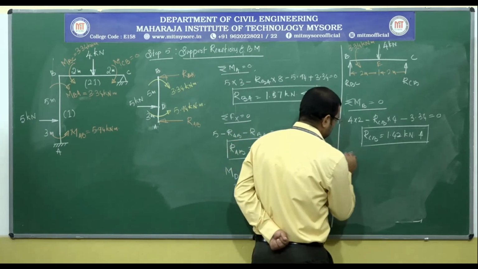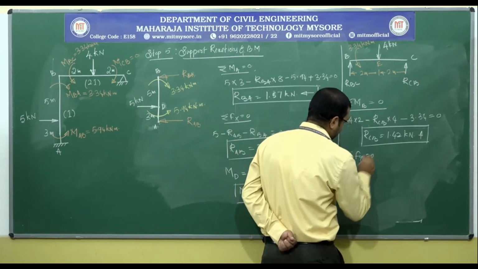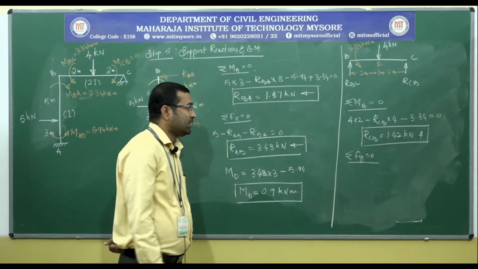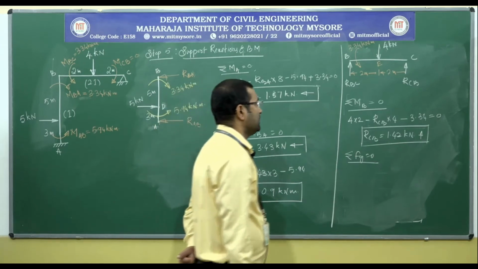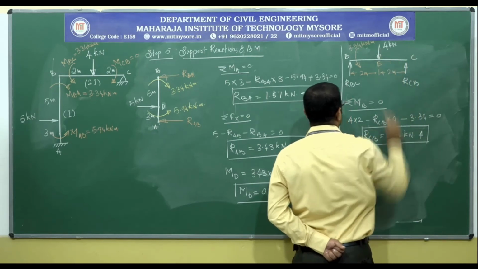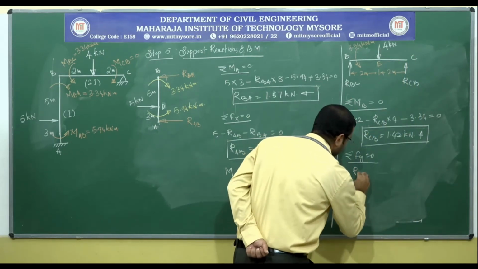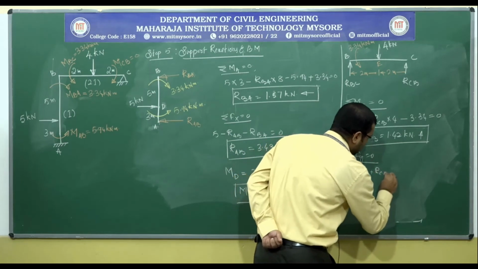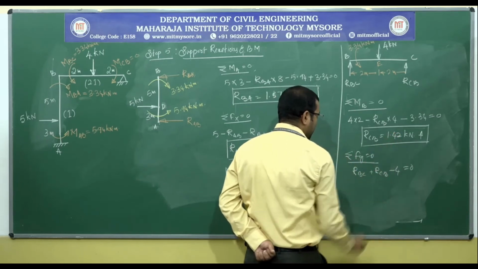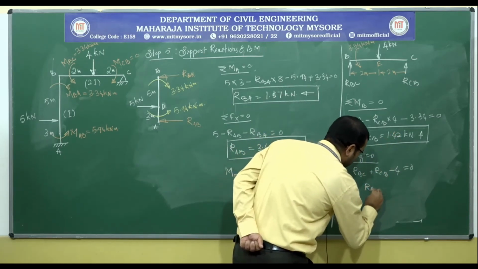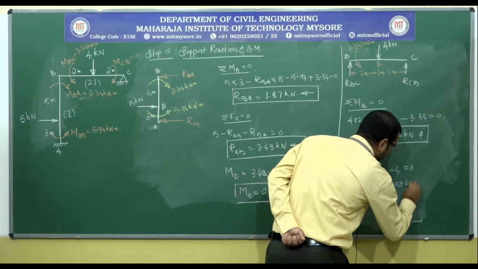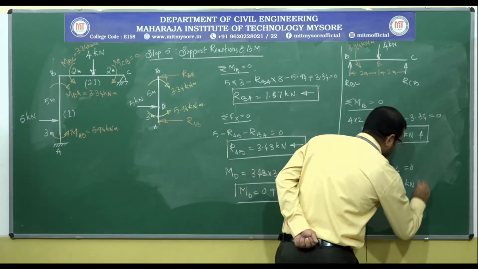Now, let me impose the second equilibrium condition, that is the algebraic sum of vertical forces must be equal to 0. So here RBC and RCB are acting vertically upward, and this force is acting vertically downwards. RBC plus RCB minus 4 equals 0. So if I substitute the value of RCB here, we will get the value of RBC as 2.58 kilonewtons.